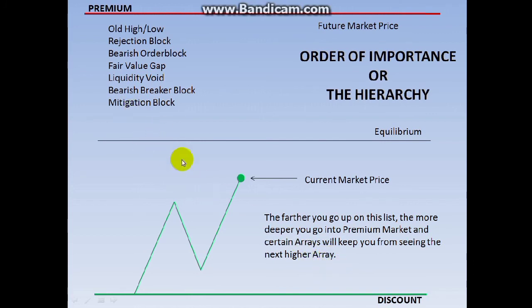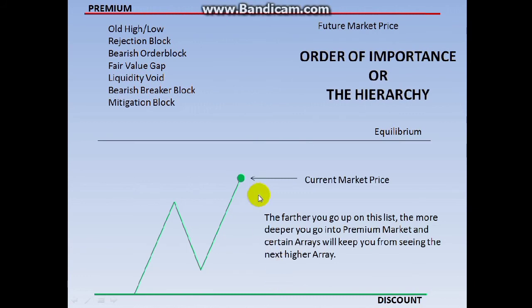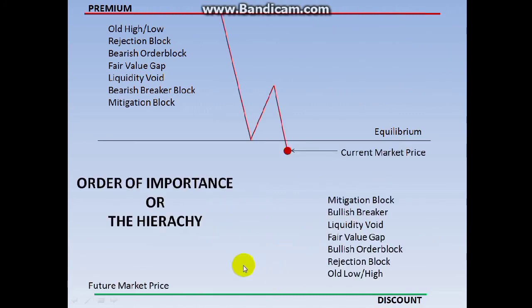Like we mentioned earlier, there are going to be times when there might be a mitigation block and a breaker block. Price might reach into that mitigation block, not reach for the bearish breaker block, and start trading lower from there. That is just how price seeks these arrays. So if we are looking, let's say, as price wants to trade up from here, this is where we offload our short positions, right?